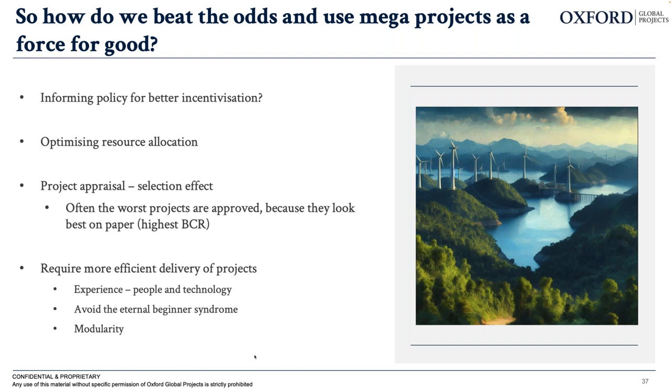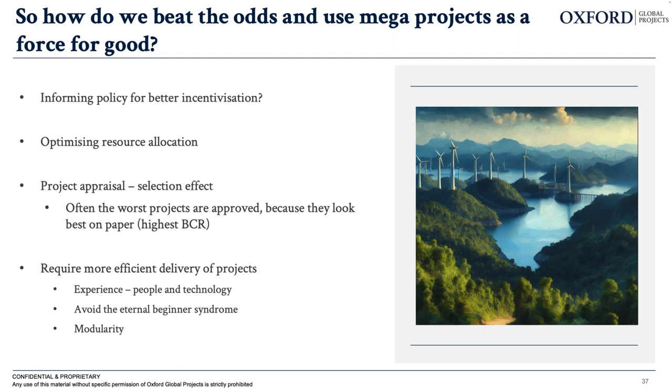What can we do to use megaprojects as a force for good? There's going to be an increasing number of megaprojects in the energy industry if we are going to reach the net zero targets that we've set. So how can this help inform policy for better incentivization? How can it be used to optimize resource allocation? Again, these are all results from a more robust, higher quality decision making.